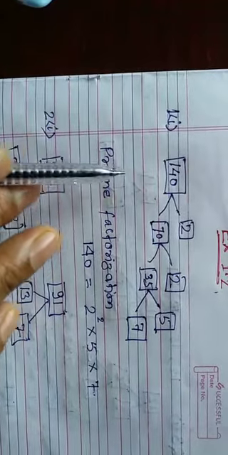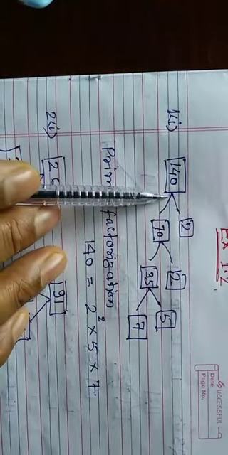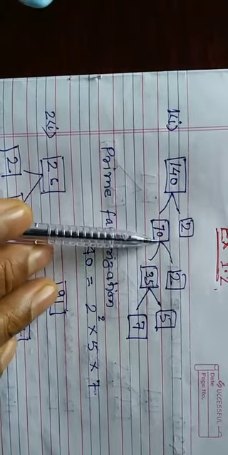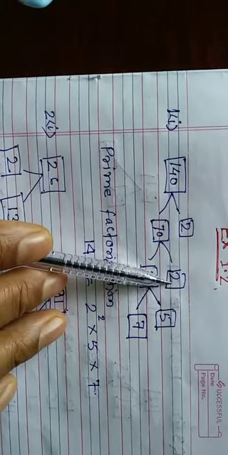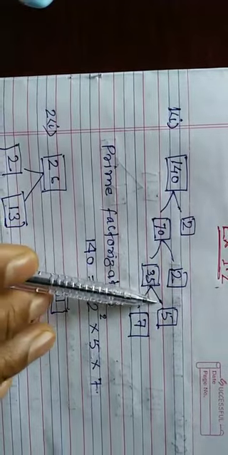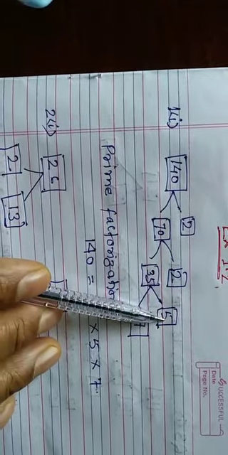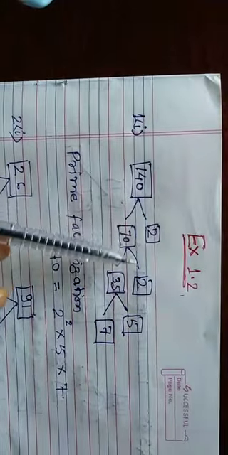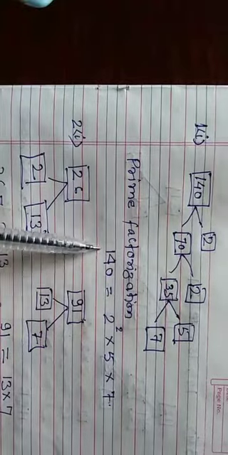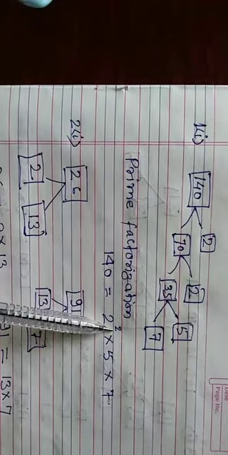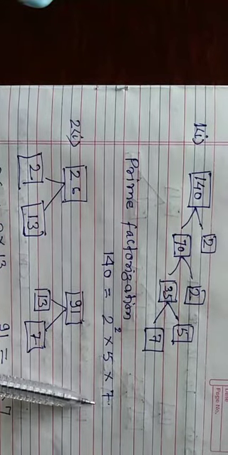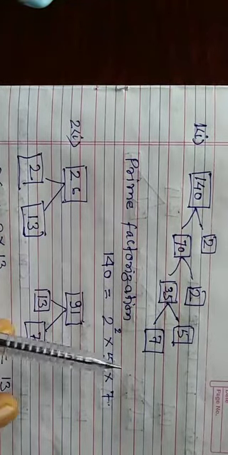Find the factors. 140 can be split into 2 into 70. Then 70 can be split into 2 and 35, and 35 can be split into 5 into 7. So see the prime factors: 2, 2, 5 and 7. So we can write the prime factorization of 140 as 2 raised to power 2, because there are two 2's, into 5 into 7. This is the prime factorization.